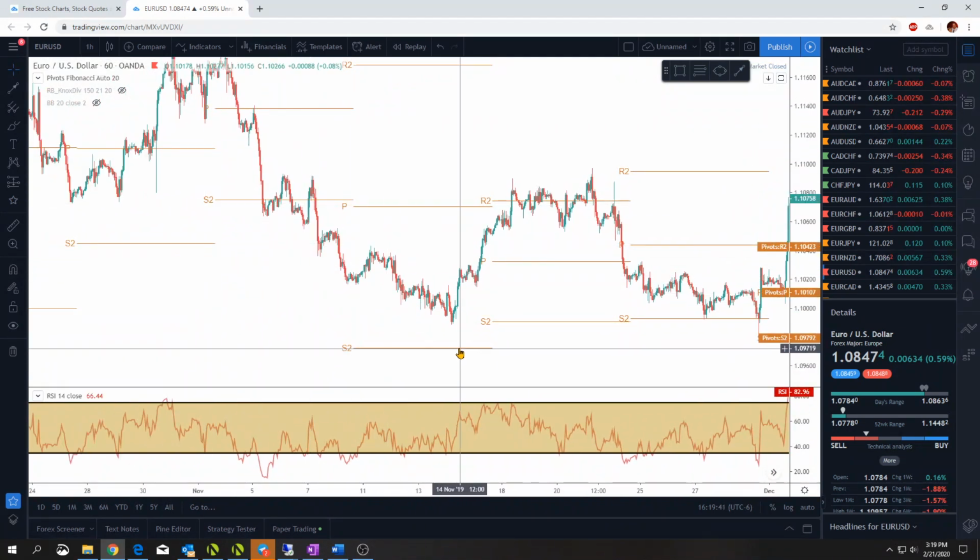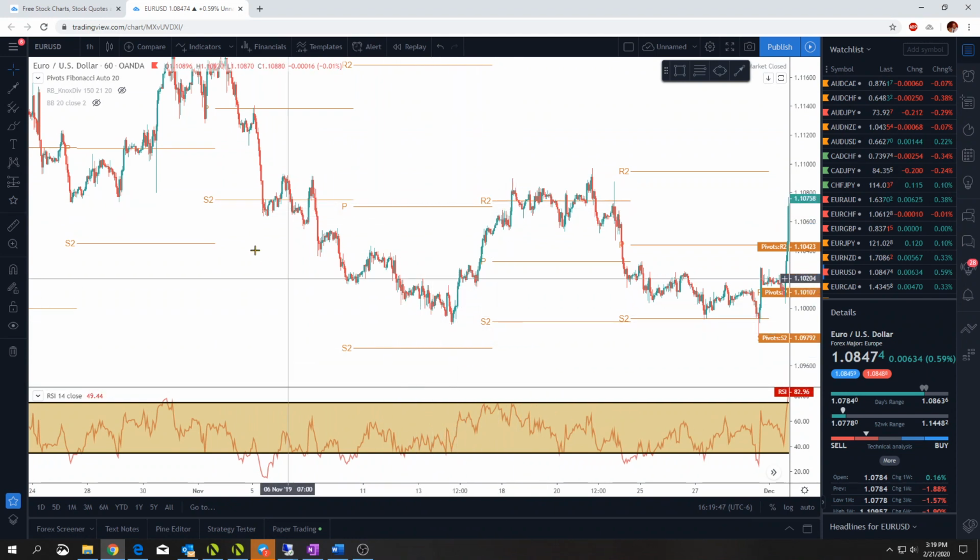Didn't quite get to S2 on this strong move. Didn't quite get there before you got the turn, so there was no trade there. This S2, you would have entered here. Price would have pulled back enough where if you weren't greedy, you would have got profit. Then you would have been in a little bit of hell again, and then you got your second chance, right? Your second chance here to take that profit.